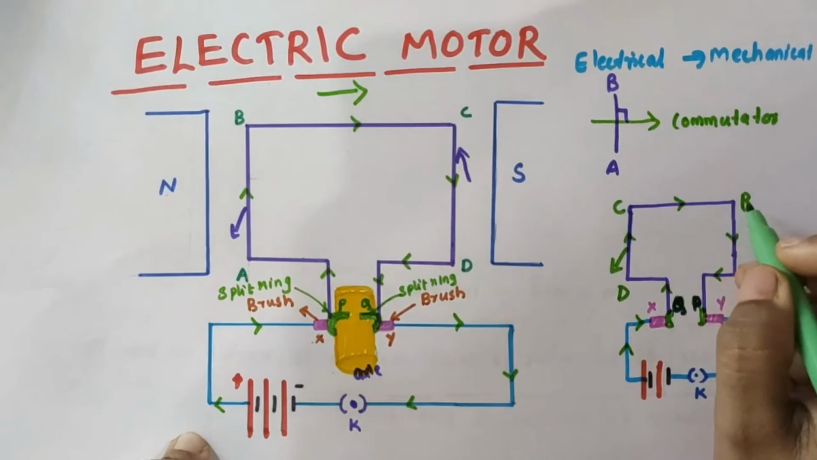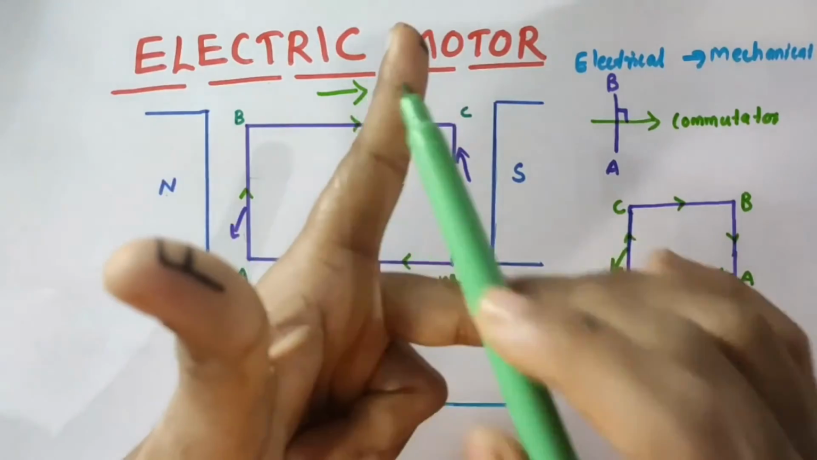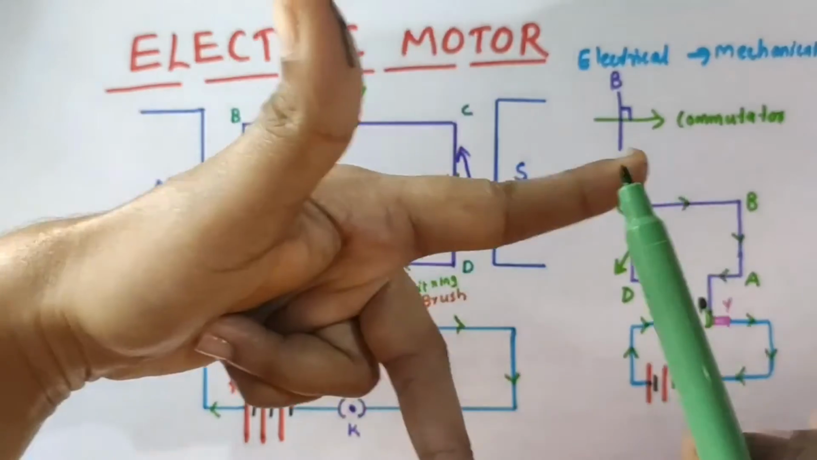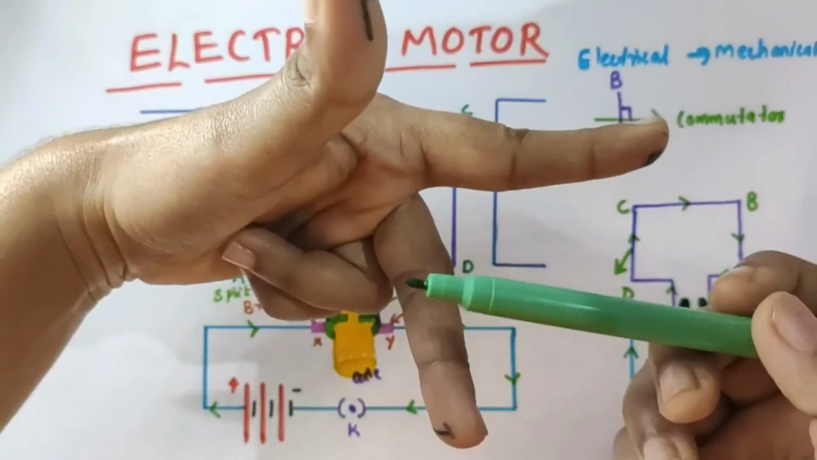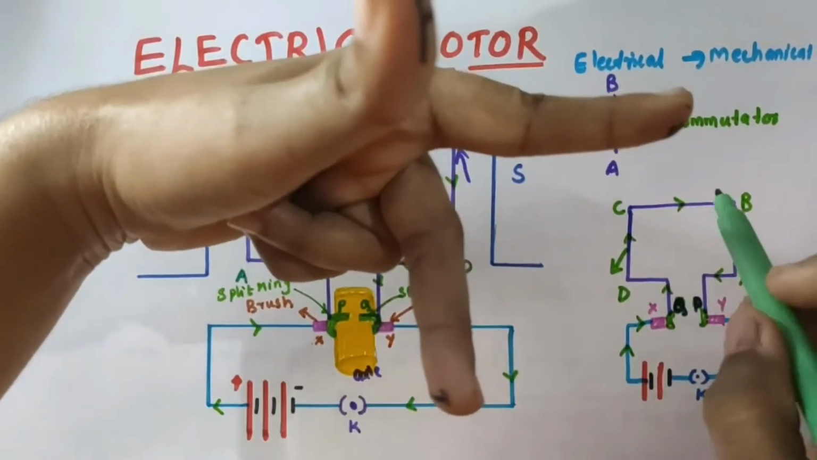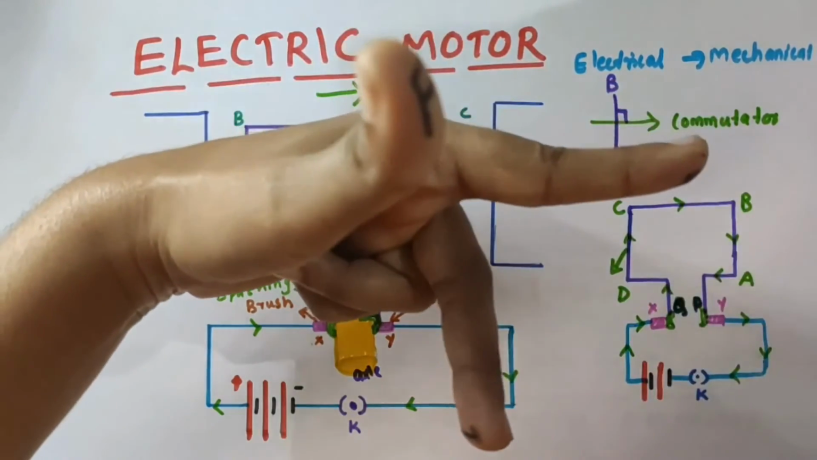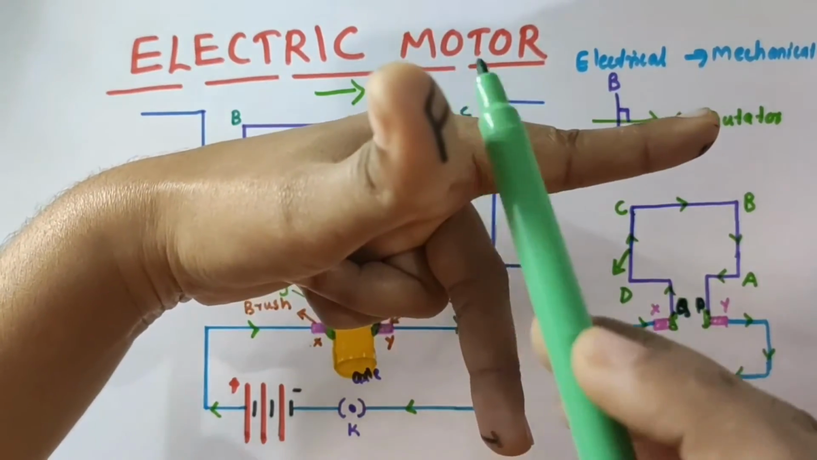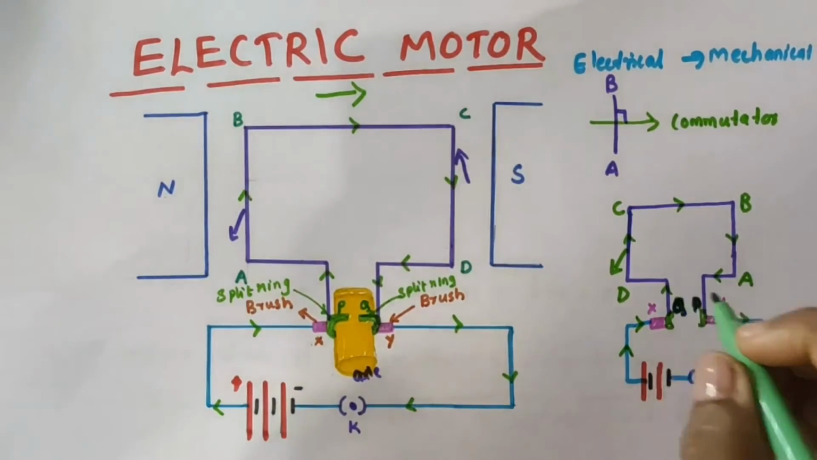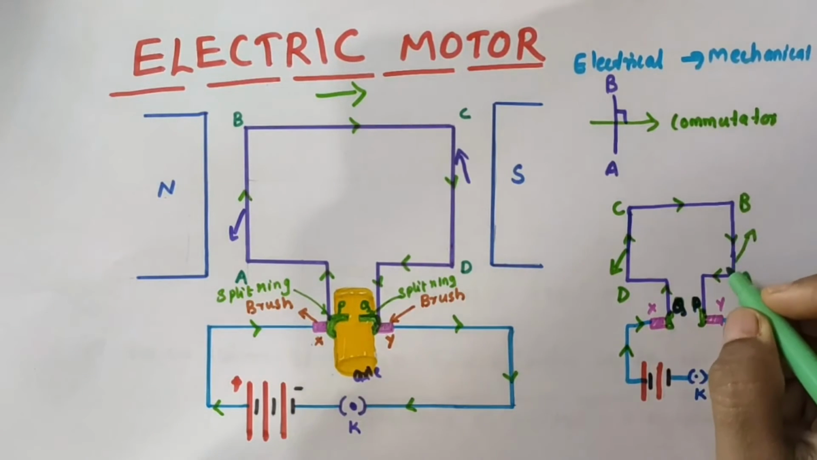And here from B to A, you do the same thing and apply Fleming's left hand rule. Show the forefinger towards the magnetic field direction, with the current's direction downward, B to A. Then the force will be upward. See, the thumb is pointing in the upward direction. So again, just like the previous one, here also AB will be pushed upward.